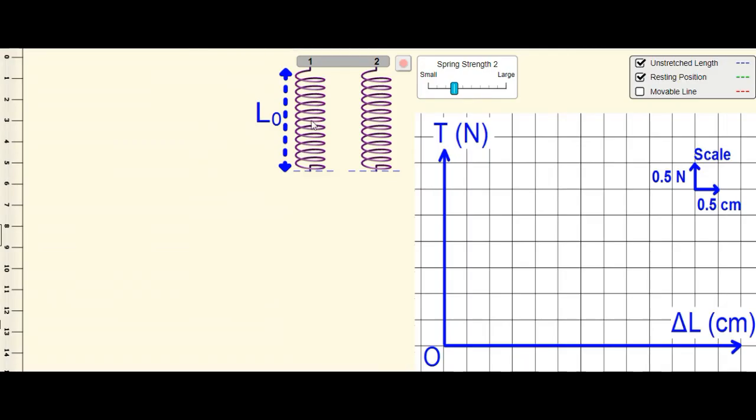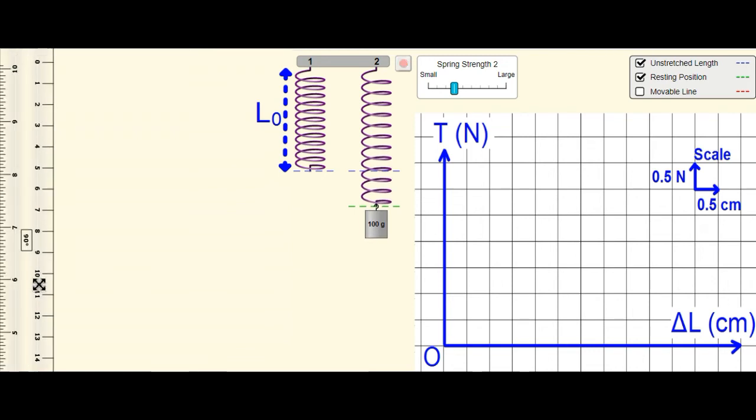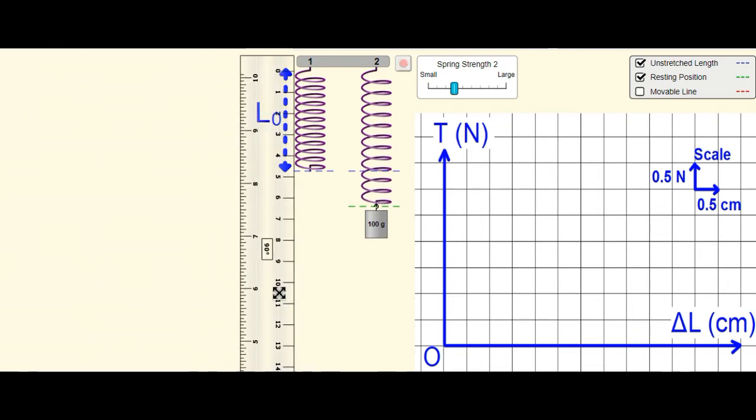Here we have the free spring, nothing suspended from the spring, so we call it a free spring, and L0 is the initial length of the spring. We are going to suspend 100 grams from the spring, and with the help of a ruler, I will measure L0.